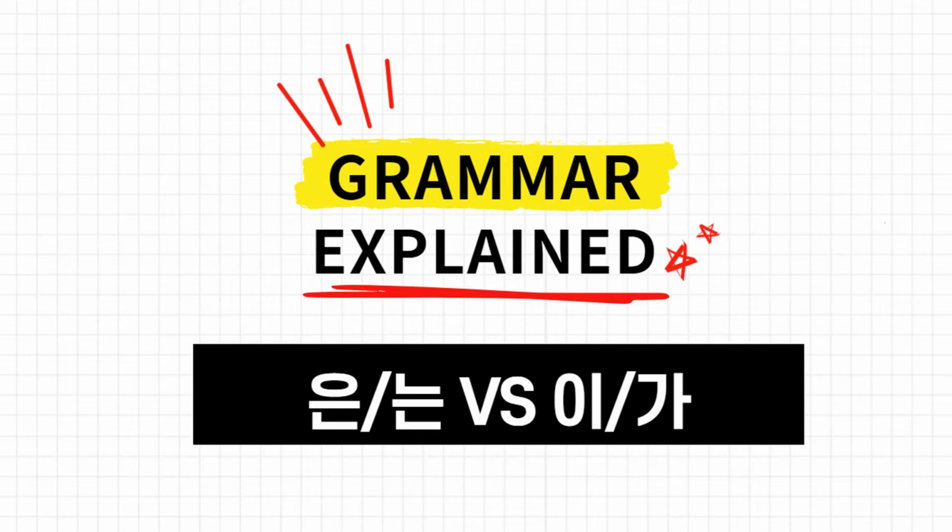Today I'm going to cover one of the most frequently asked questions, which is the differences between 은는 and 이가. In English, there is no such thing, and this difference is very subtle. That's why it is so confusing and really tricky to understand.